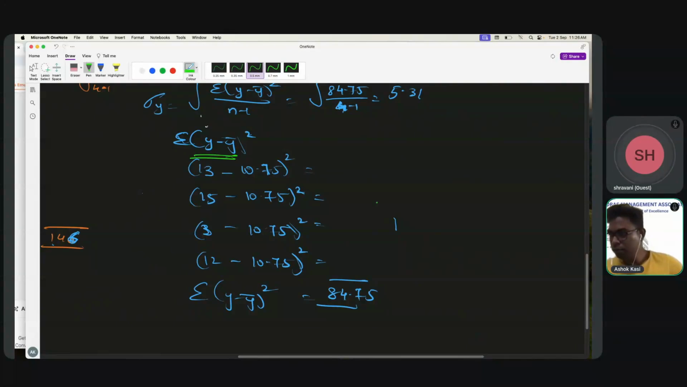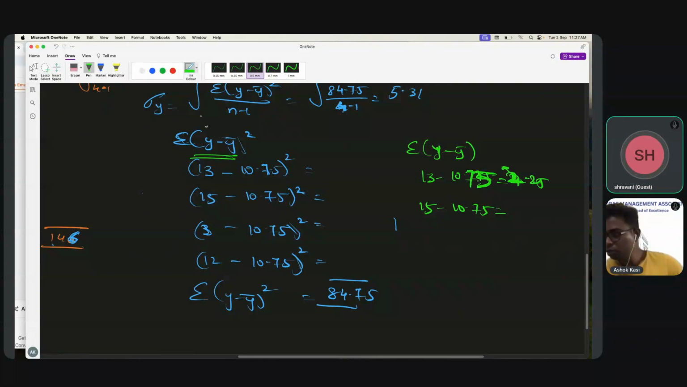You know this, right? Or you want to check? Why did we take square here? Otherwise, I will not get any variation. See, y minus y bar, if I do 13 minus 10.75, that is 2.25. Then 15 minus 10.75, this is plus, this is the bigger number.